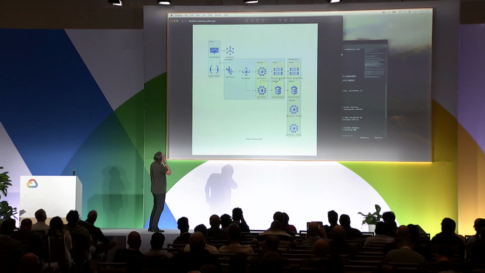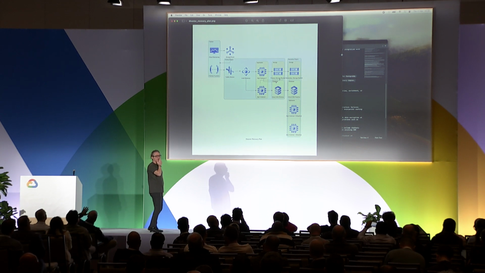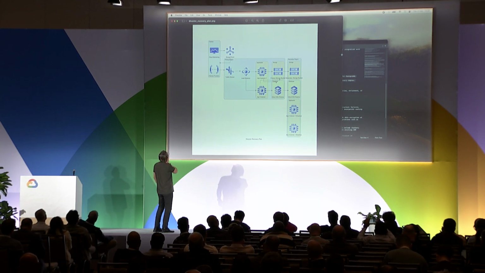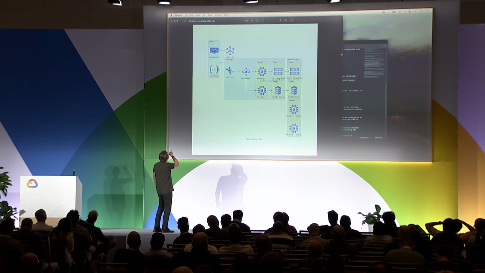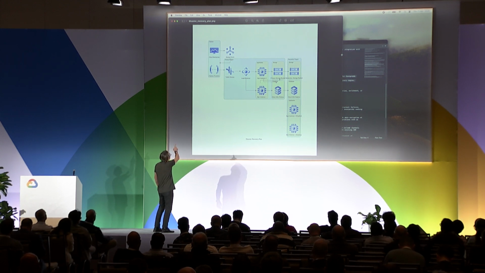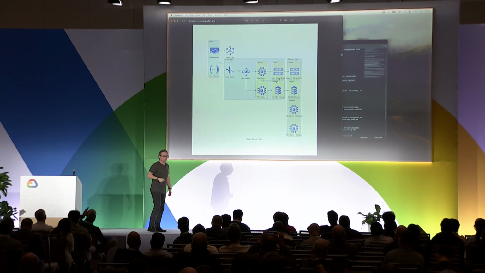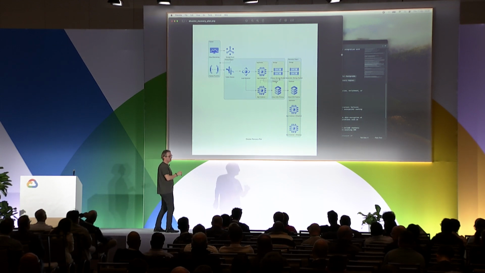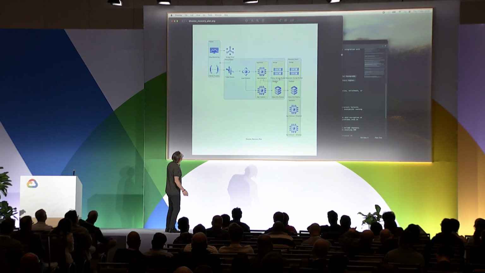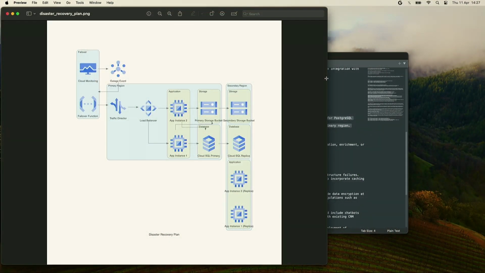Disaster recovery plan. So you have the primary and secondary region, okay? You have cloud monitoring, outage events, feeding them in there, the failover function. And then it load balanced through Traffic Director. It's incredible. It's active. It's more than disaster recovery.